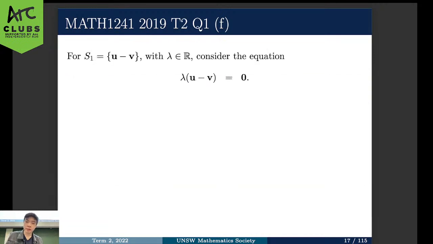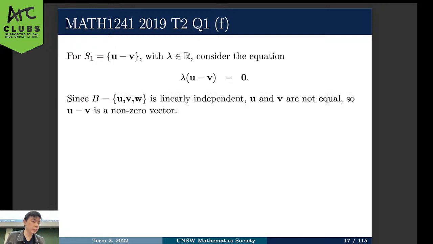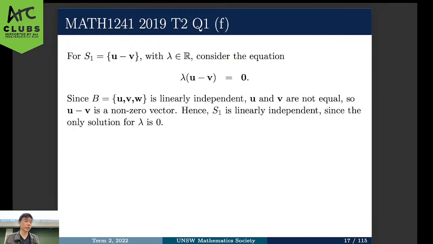So let's look at the first example. The first example is just this set, which is one vector, u minus v, and we consider a lambda which allows us to have the linear combination equal to 0. Essentially, what this means is that u and v would have to be equal to each other, otherwise it's a non-zero vector. But we know that they're linearly independent, so they're not equal to each other. So u minus v is a non-zero vector, and what that means is there's only one solution for this equation, which is when lambda is equal to 0.